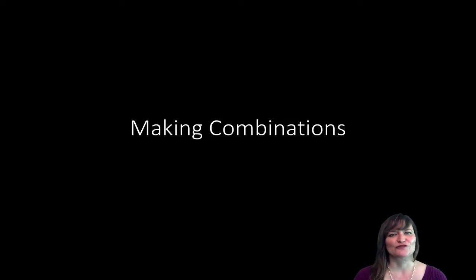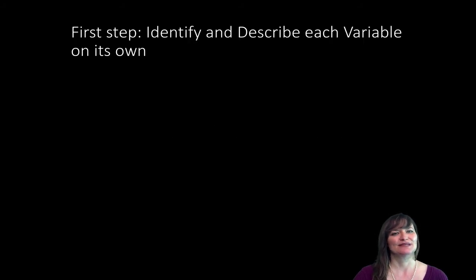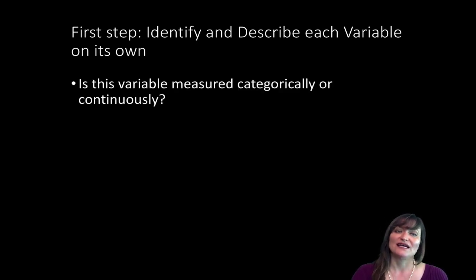Let's take a minute and review describing variables and making combinations just to make sure that we don't miss any. So the first step whenever you're describing variables is to identify each variable on its own and to give the appropriate description of that variable. And the appropriate description is going to entirely depend on how it was measured. If it was measured categorically or continuously.